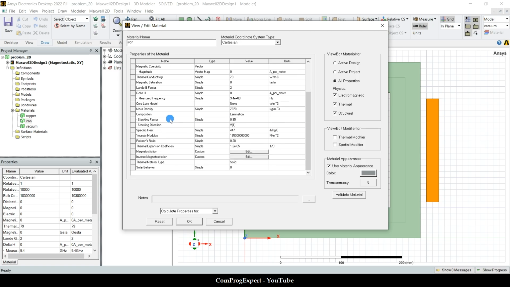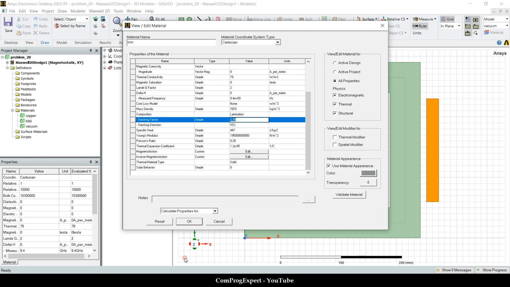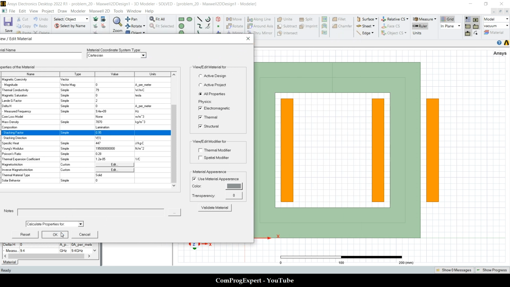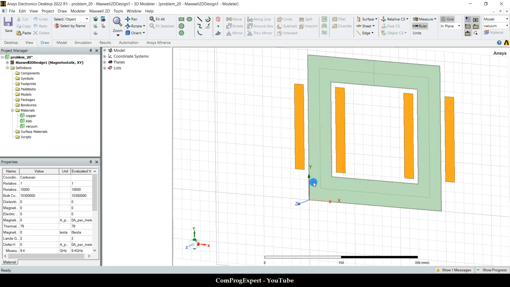If we select this one, we should set the stacking factor. So what is the value of the stacking factor? 0.95. Okay, 95%, 0.95. What is the stacking direction? Here we have X, Y, and Z components of the coordinate system. Stacking is in the direction of the Z, right?